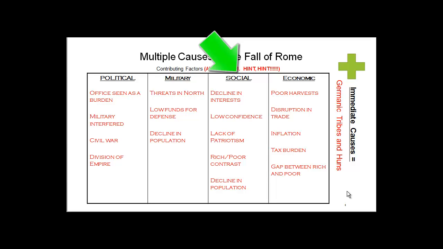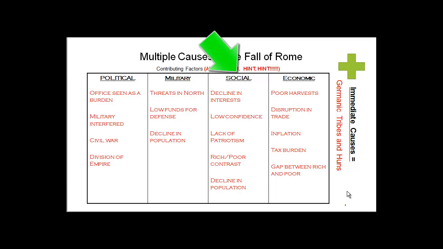Okay, social unrest. There's a decline in the interest of Rome. As more and more people become Christian, they believe in this kind of equality of all people and this peaceful existence. So the idea of becoming part of the Roman legions, the Roman army, is not going to really be attractive. People are going to avoid it.